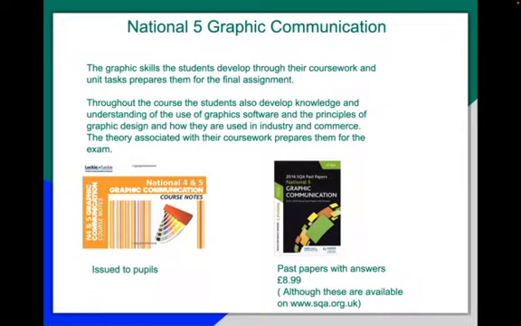In terms of some books that they can be looking out for, the pupils will be getting issued with the National 5 GraphCom course notes. There is also a study guide that runs along with that you may wish to obtain. And then obviously working through past papers, the best way to build up a lot of their knowledge is just through that past paper work. You can buy books for this, although they're pretty readily available online. So you're probably best just working that way.